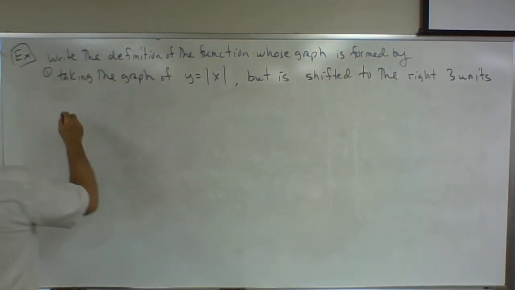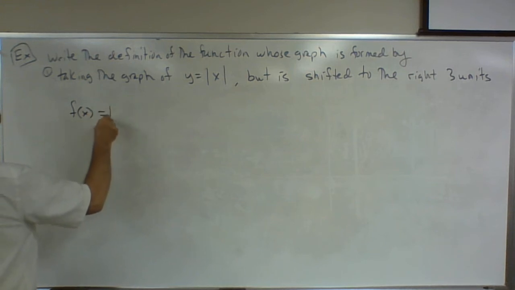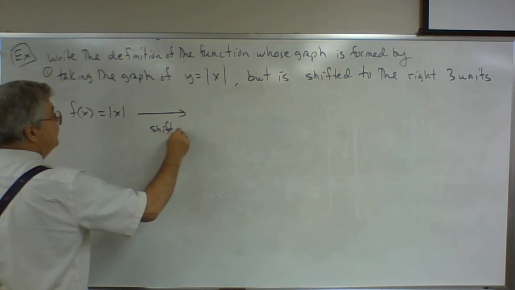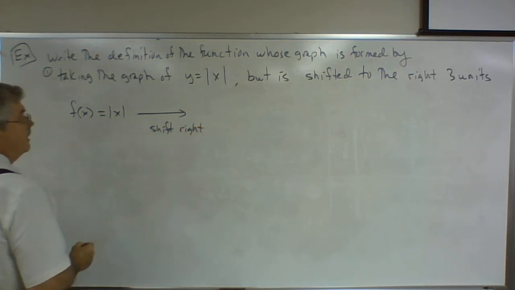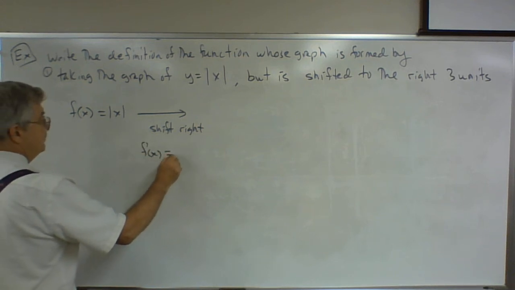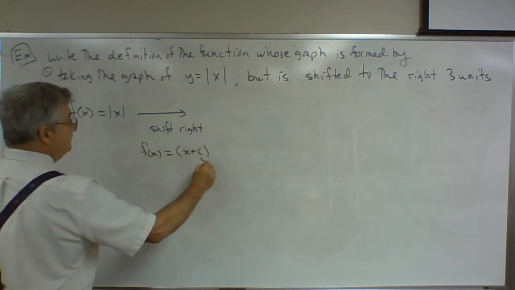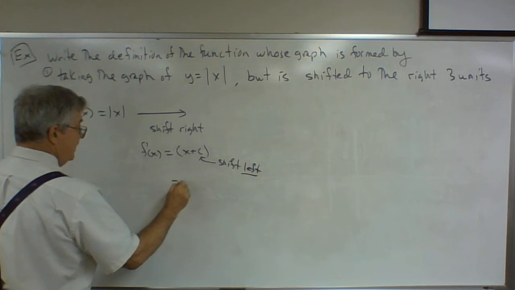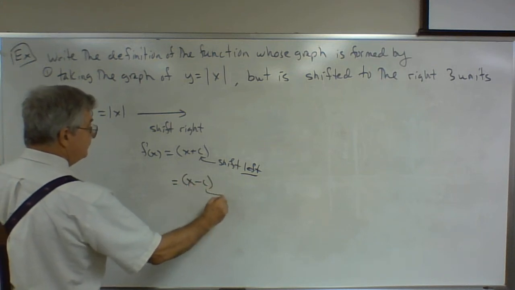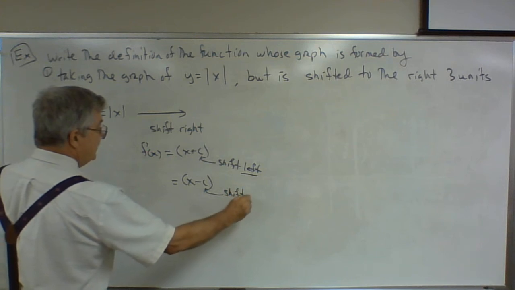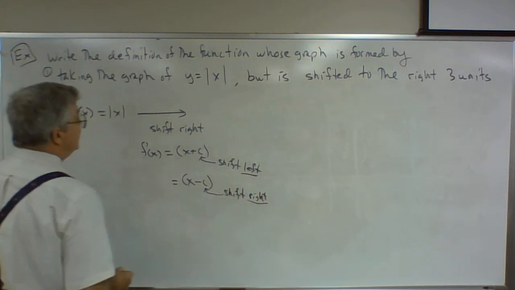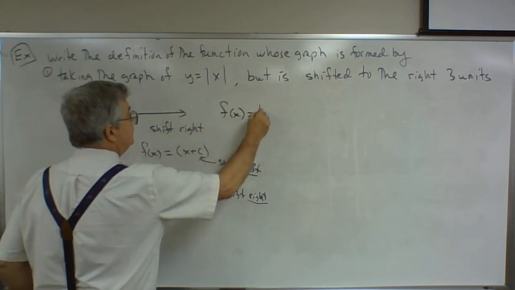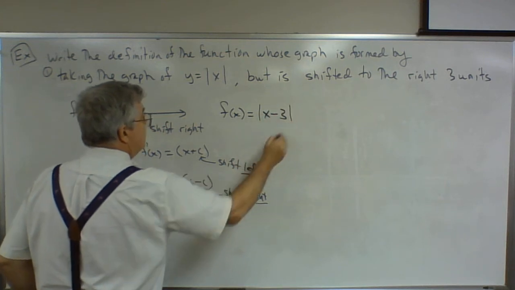So let's see, what did we do? We took f of x equals |x| from our repertoire of basic functions, and we shift right. And we mentioned that f of x equals x plus c is a shift left c units, f of x equals x minus c is a shift to the right. And we want to shift right by 3 units. So that gave us f of x equals absolute value of x minus 3.